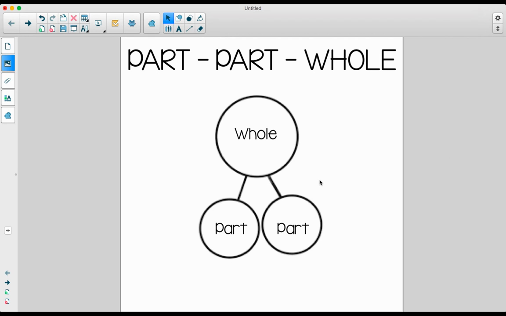We often use this diagram right here, which is a number bond. And we say the whole is at the top, and then there's two little parts. Sometimes they're flipped around. They could be upside down. As long as the parts are coming off of the whole, that's what we care about.